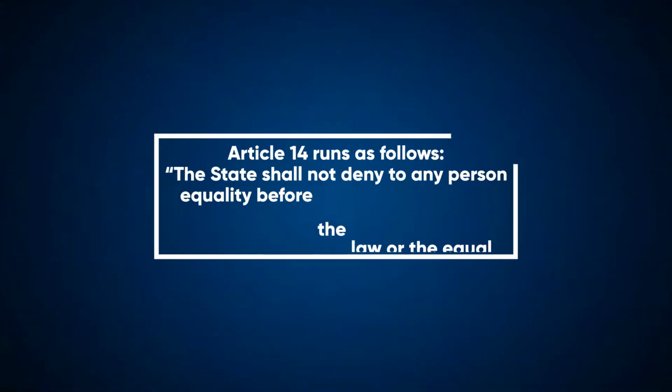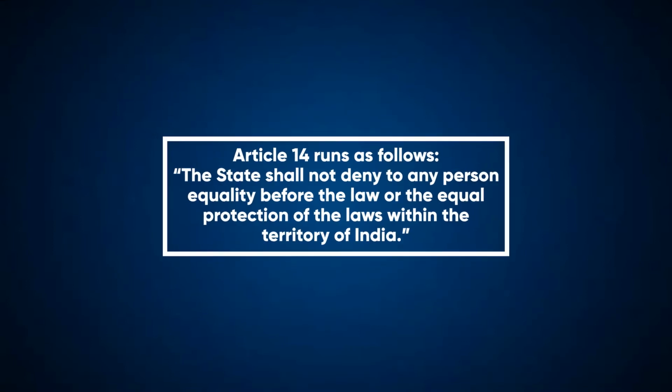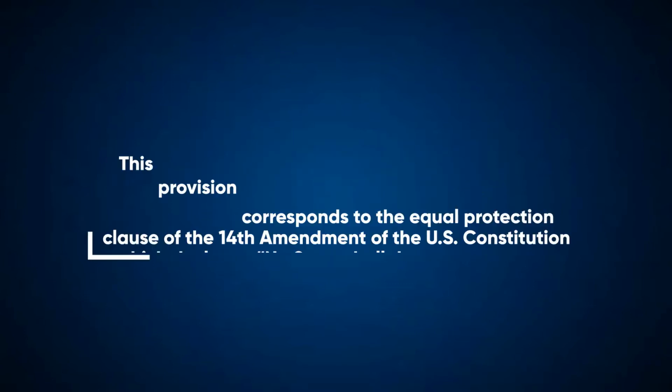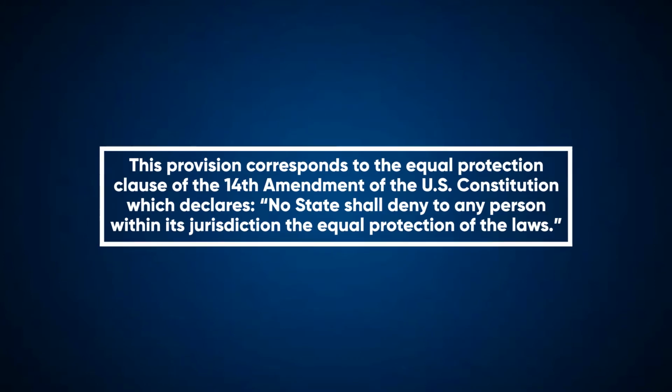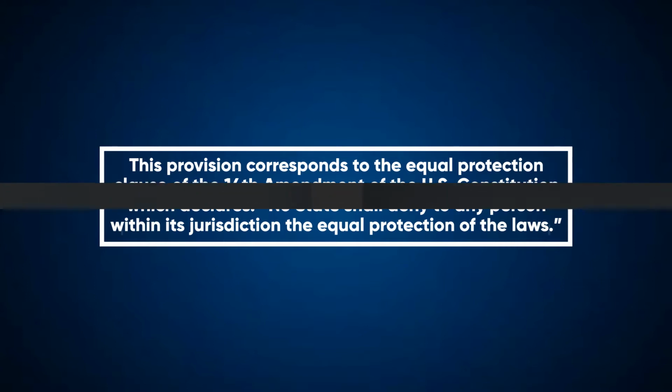Number 1. Article 14. Article 14 runs as follows: "The state shall not deny to any person equality before the law or the equal protection of the laws within the territory of India." This provision corresponds to the Equal Protection Clause of the 14th Amendment of the US Constitution, which declares no state shall deny to any person within its jurisdiction the equal protection of the laws.